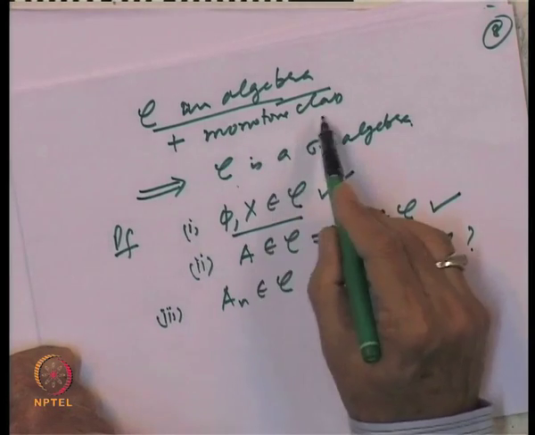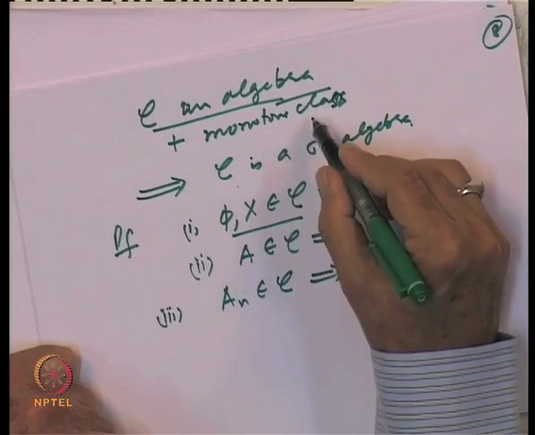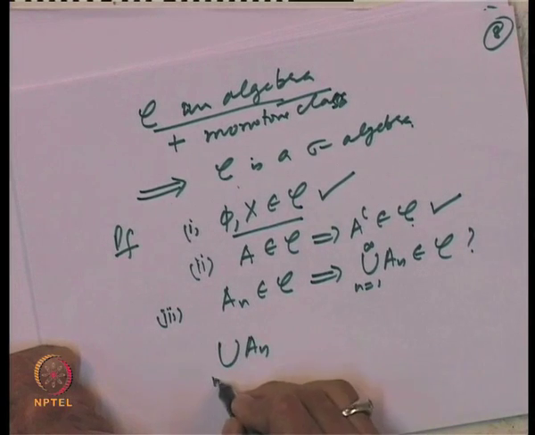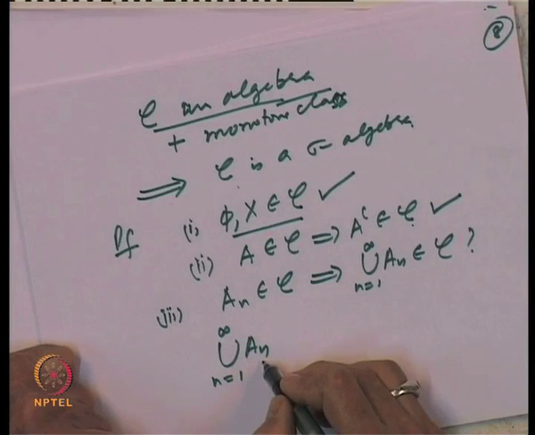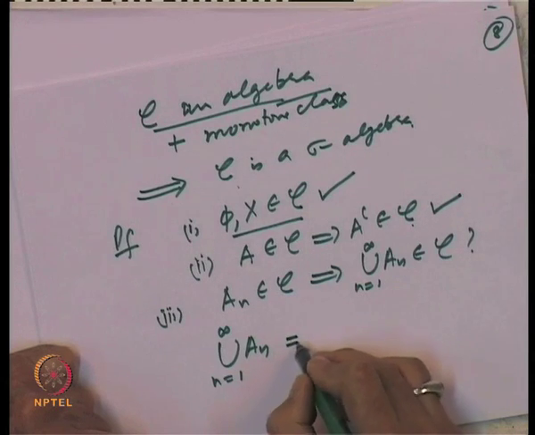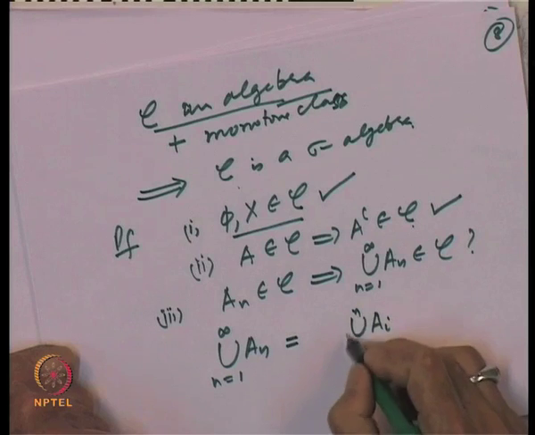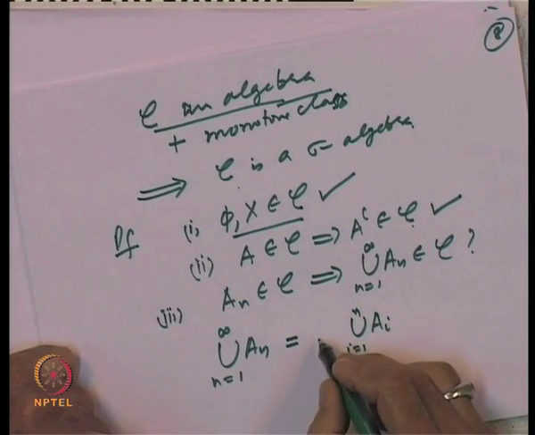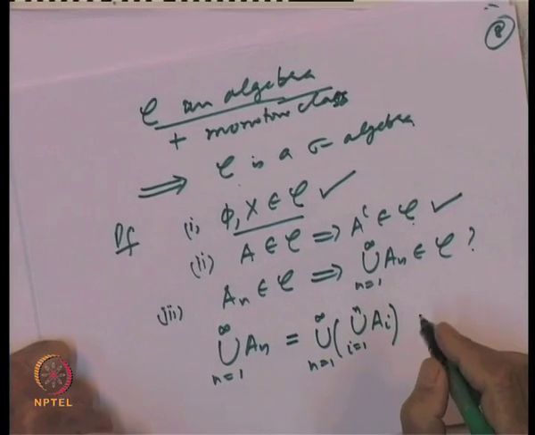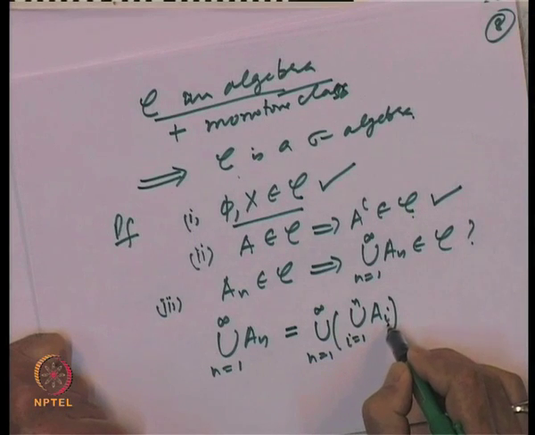And what we are given is C is a monotone class. So, a monotone class is a collection which is closed under only increasing and decreasing unions and intersections. So, let us look at the union of A n's. Can we represent this as a union of increasing sets? Well, one possibility is, let us take the union of A i's, i equal to 1 to n. Then this collection as n increases will be an increasing sequence, and their union, n equal to 1 to infinity, will be a union of an increasing sequence of sets, namely the unions of A i's.